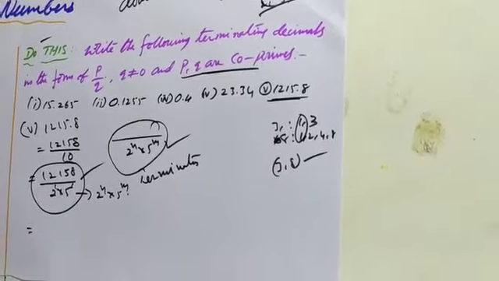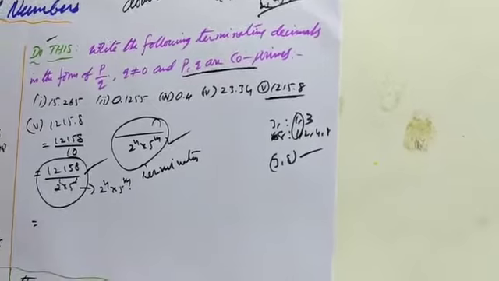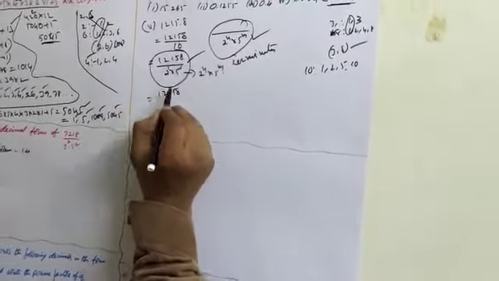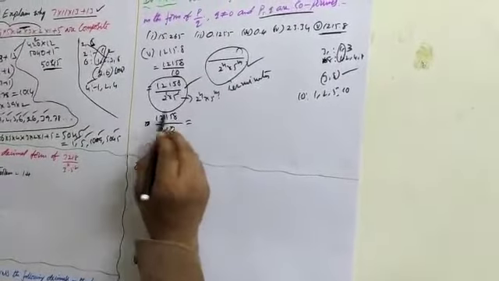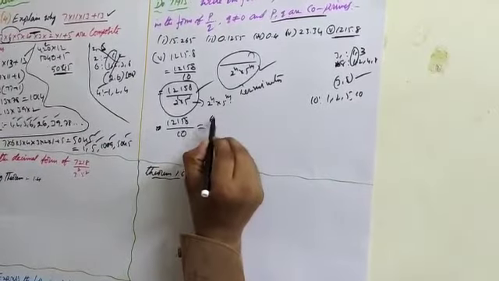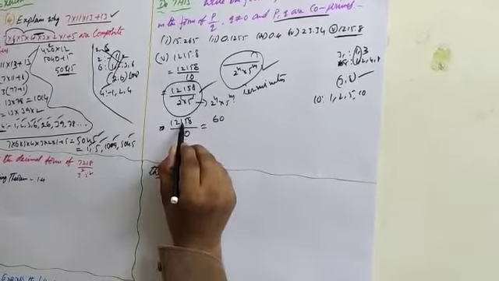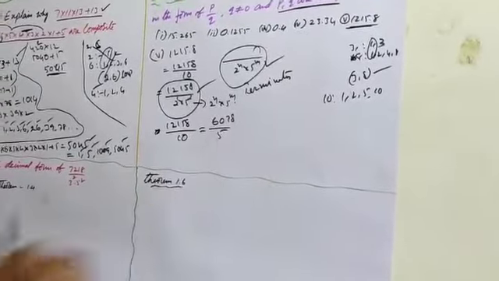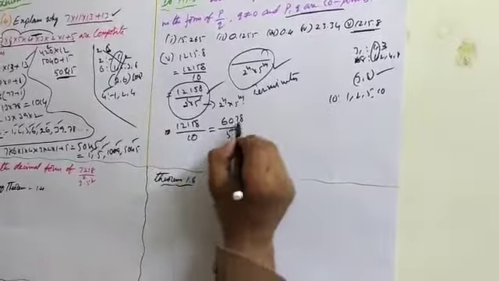See, the number is 158 divided by 2 into 5. These both are even numbers, so cancel with 2: 79 by 5. Yes or no? 158 divided by 2 gives 79, and 10 divided by 2 gives 5. This is an odd number.